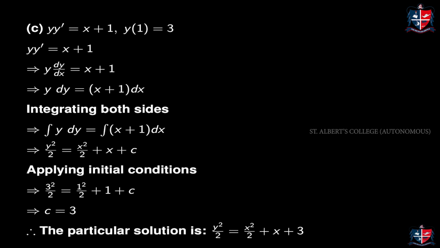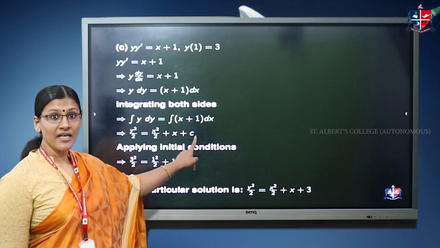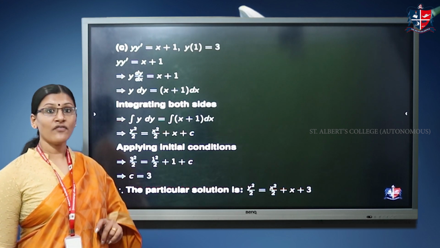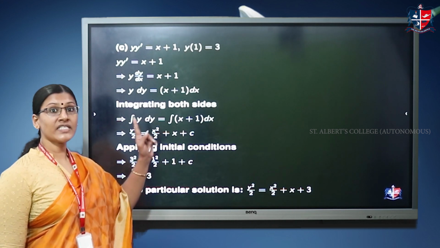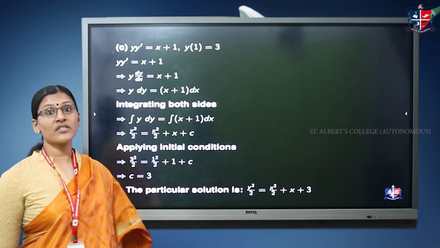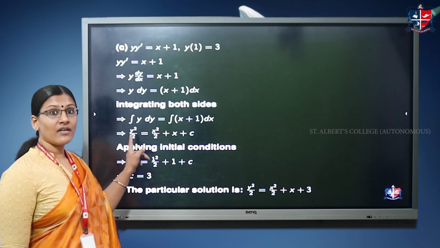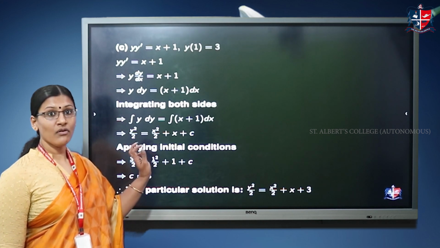Integrating both sides, we know that integral of y is y square by 2, integral of x is x square by 2 and integral of 1 is x. Plus we have the constant of integration c. Now this is the solution. Now we have to find the value of this constant of integration c by using the initial conditions. For that, in this solution, we will substitute this initial condition. That is, we will substitute y equal to 3 and x equal to 1. So here we will give y the value 3 and x the value 1.